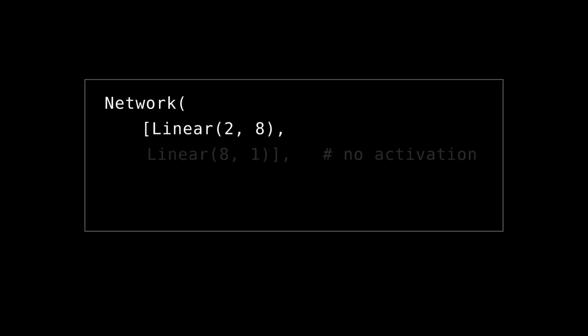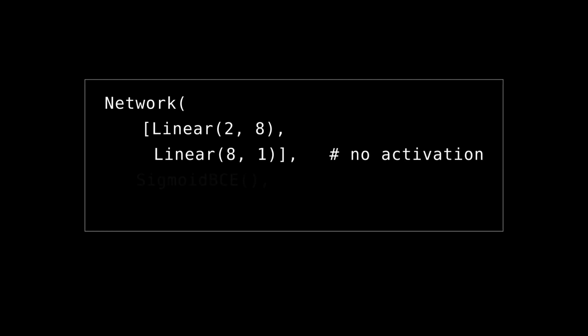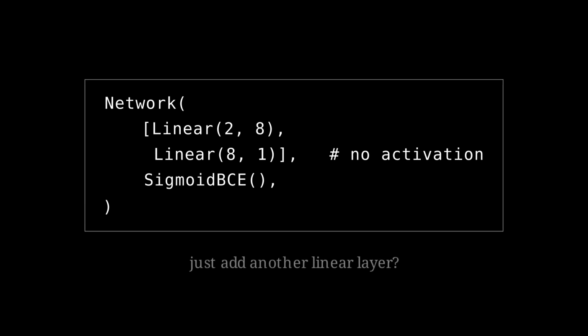Fine, 1 layer is too weak. Why not just stack more linear layers until it is strong enough? It is the obvious move, and it is worth taking seriously. Here are 2 linear layers, one after the other, and nothing between them. The first maps 2 inputs up to 8 numbers. The second maps those 8 back down to 1. More parameters, more depth. Surely that has to help something. Let us just follow the algebra and see.